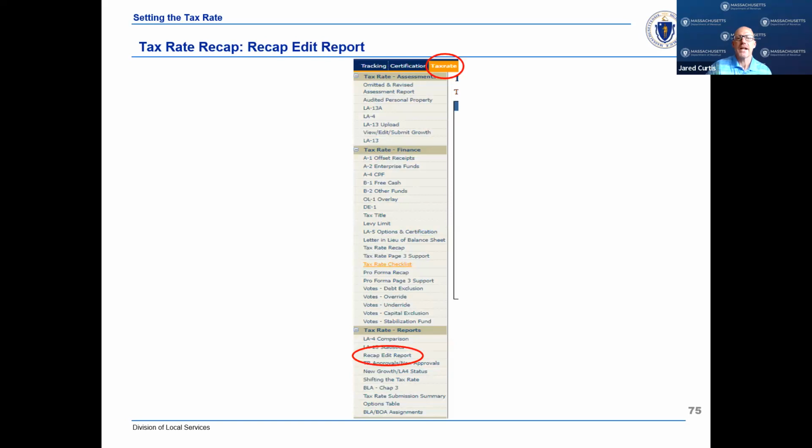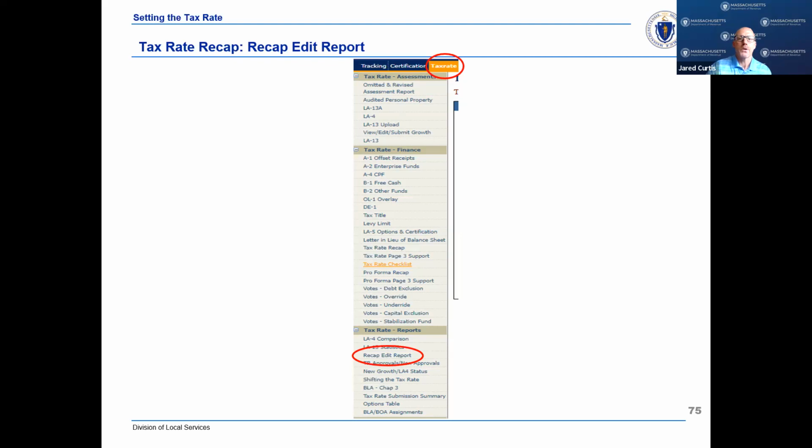Prior to submitting your tax rate recap, we recommend that you review the tax rate recap edit report from the tax rate landing page under the tax rate reports. The recap edit report provides a list of informational, warning, and error messages that fire when the tax rate recap and supporting forms have been completed.